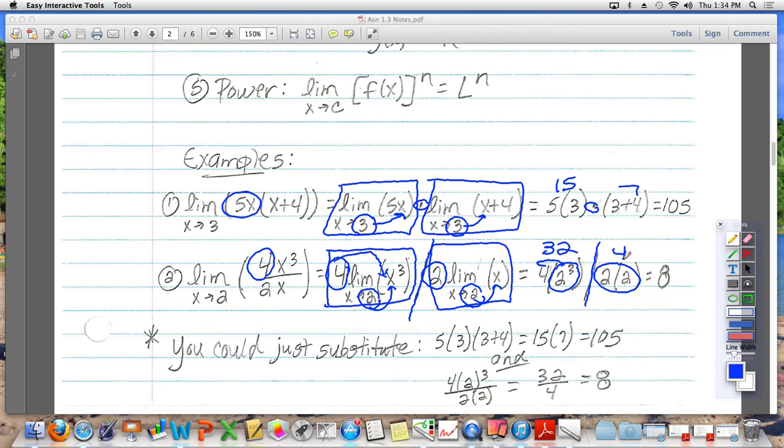Now, for those of you going, what is she talking about? This seems so confusing. You know what? It sounds confusing. I am writing out every single step. I promise you guys, you're going to get in your groove, and these are all polynomials. What you're doing is calculating the limit of one, calculating the limit of another, and then multiplying your answers, or dividing your answers, or adding your answers, whatever the case is.